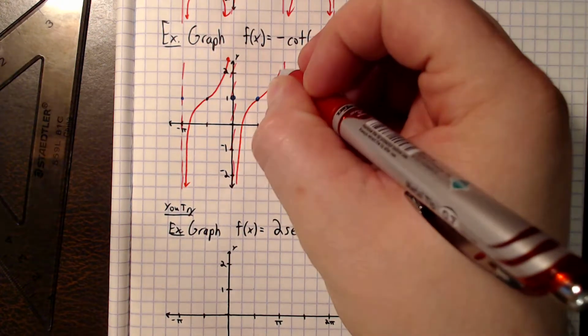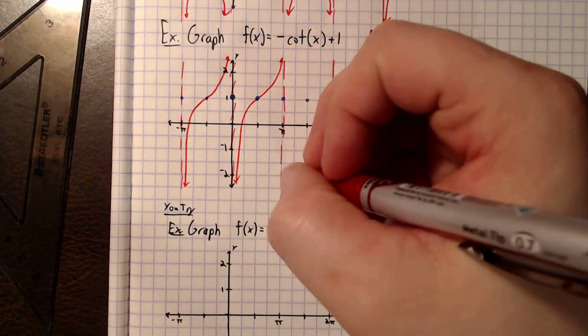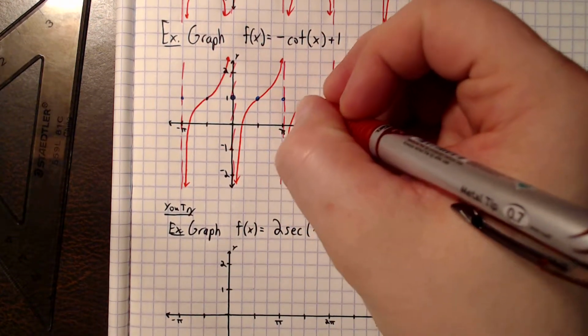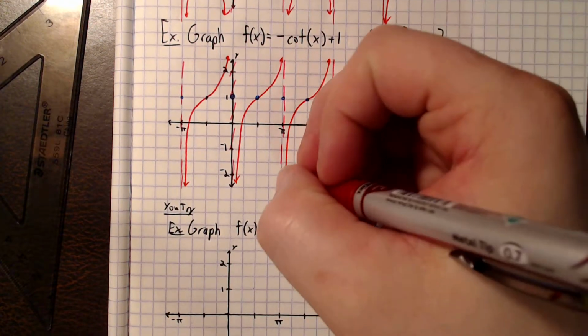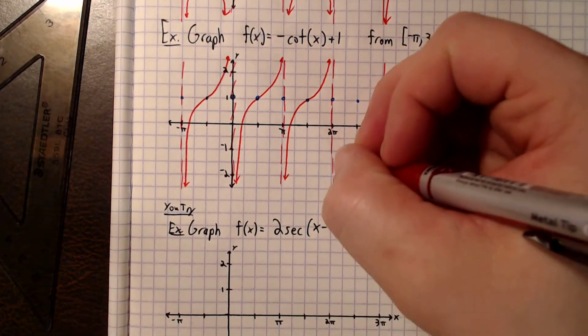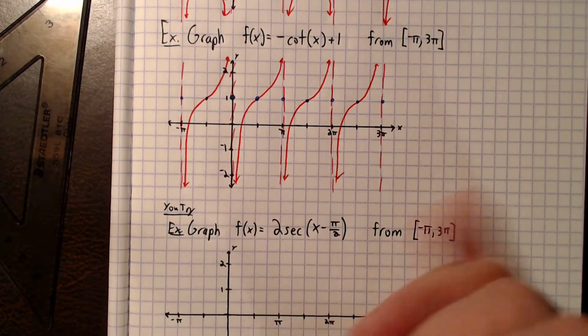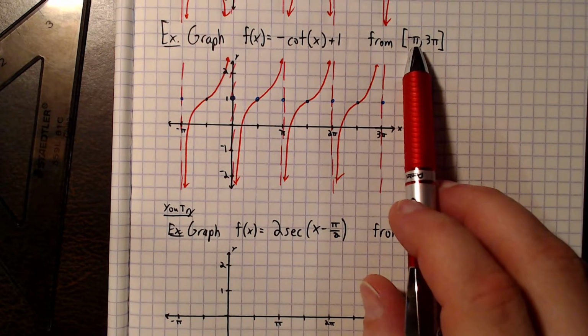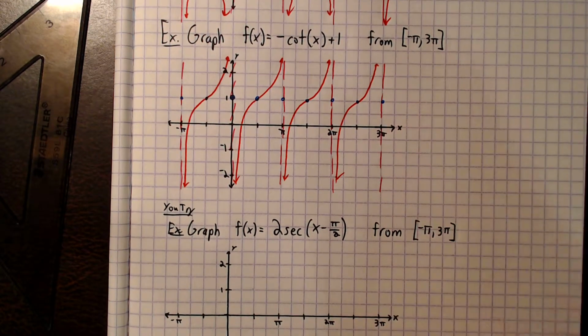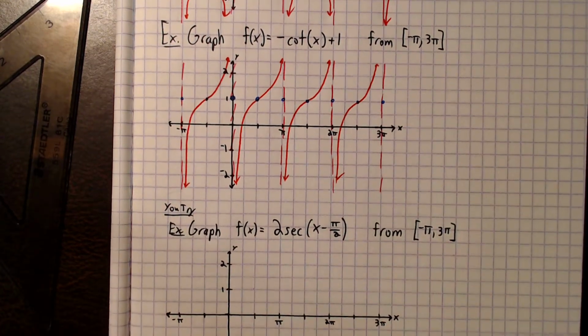And in fact, this pattern is infinite. So we're going to repeat it either until our computer dies or the person who's drawing it by hand dies. That's how long it goes on for. But we can stop though, because we were told to go from negative pi to 3 pi, so we don't have to go on for infinity.